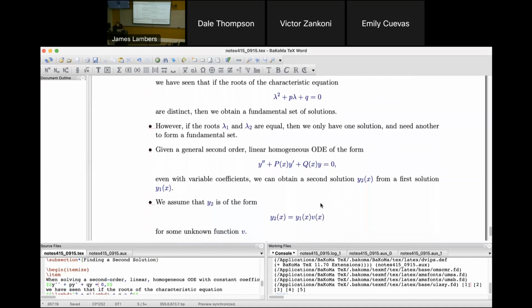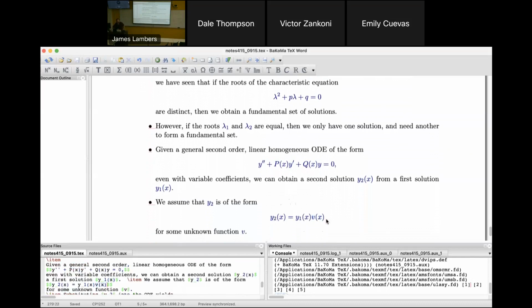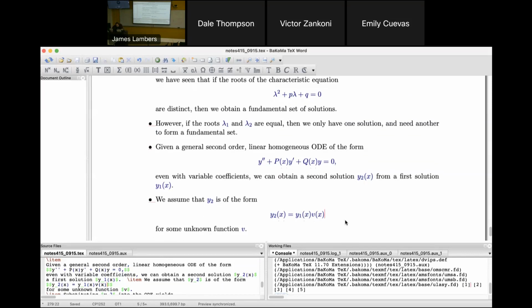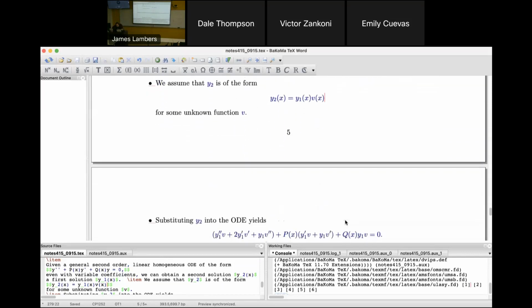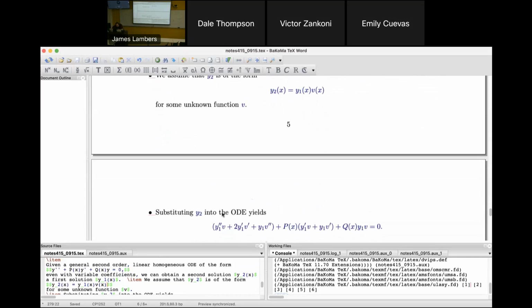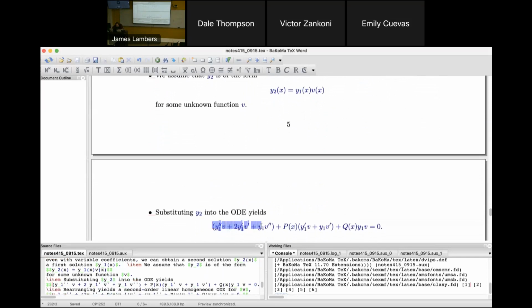What you do is assume that your unknown second solution is equal to the solution you have, y1, times some function v. And it's always possible to write it in that form because we have no idea what v could be. We're just trying to get an alternative equation using the fact that y1 is known to be a solution. So we substitute our form of y2 into the ODE. Here we end up using the product rule for the second derivative, and the product rule for the first derivative.